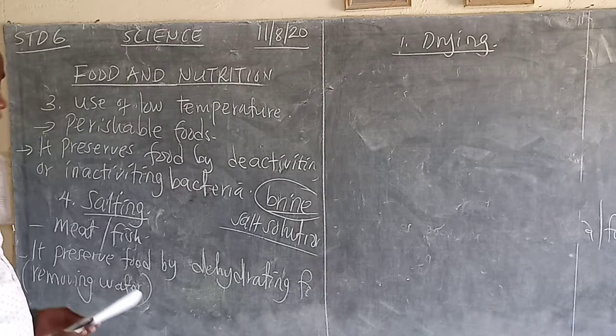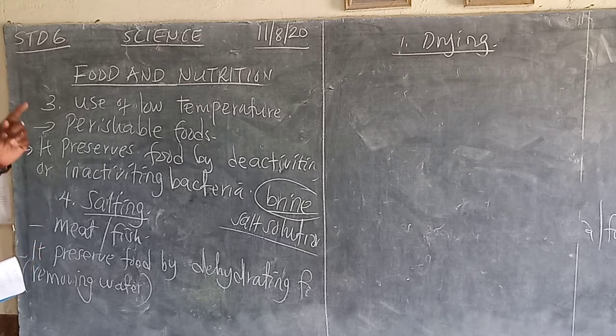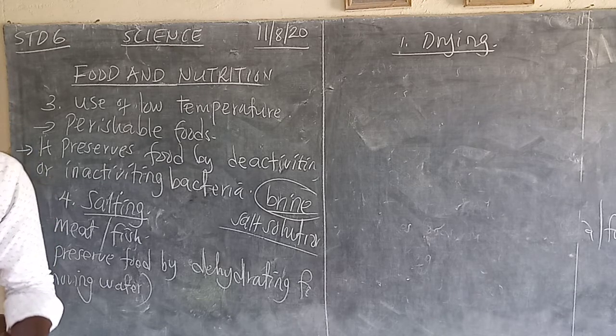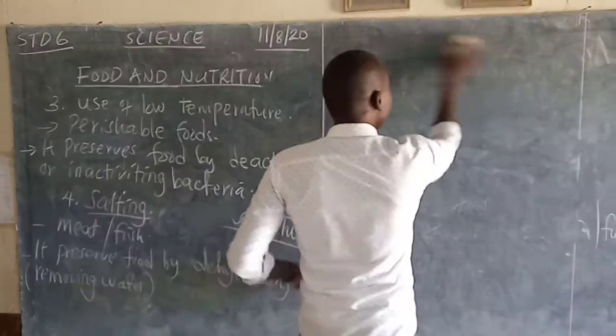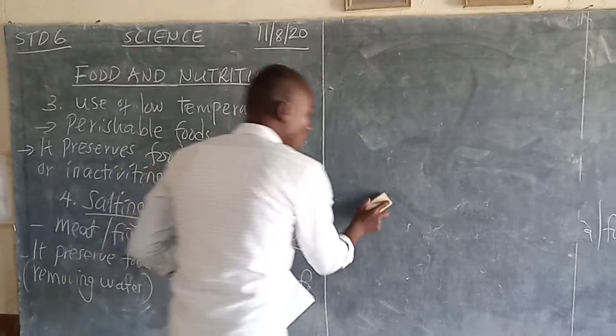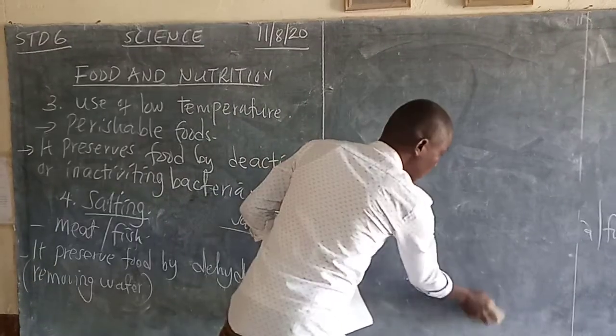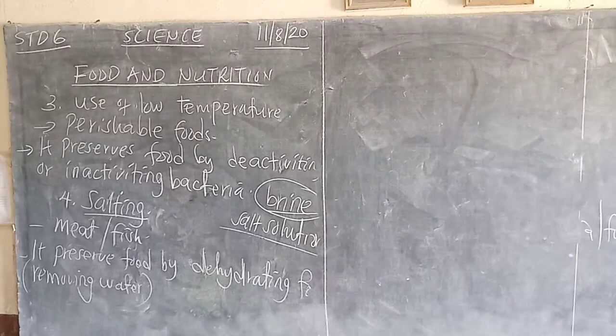A point to emphasize here on salting. I said salt removes water, and again I said drying removes water. The difference between the two: they both remove water, yes, but drying removes water completely. Salting won't remove water completely. It removes, yes, but it won't dehydrate completely as compared to drying.